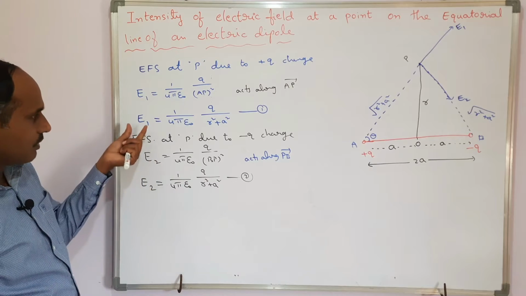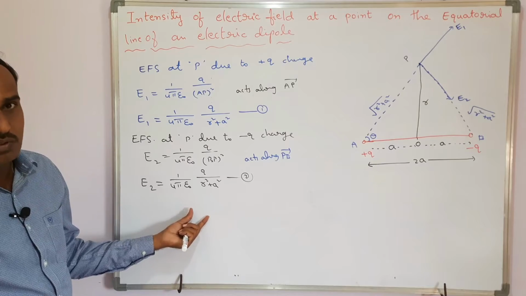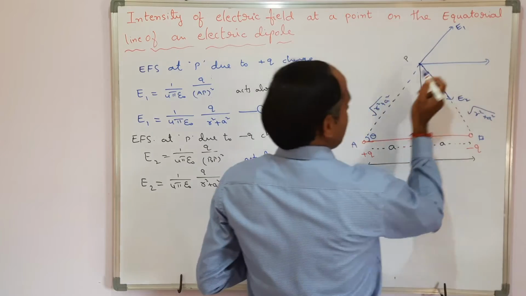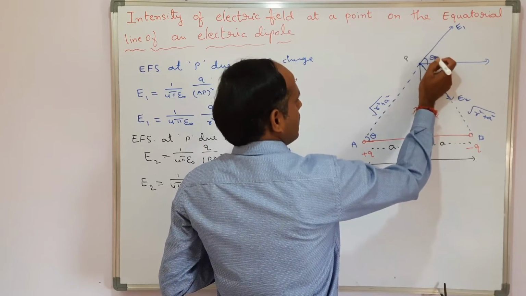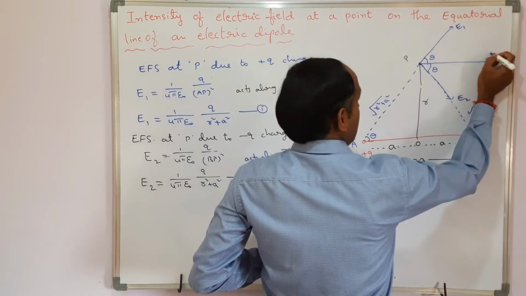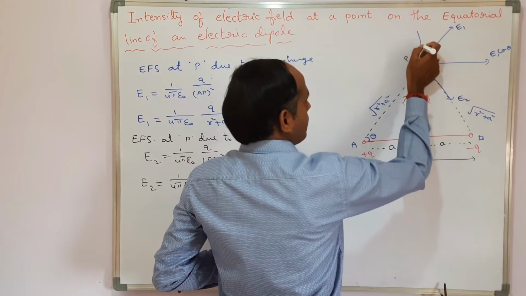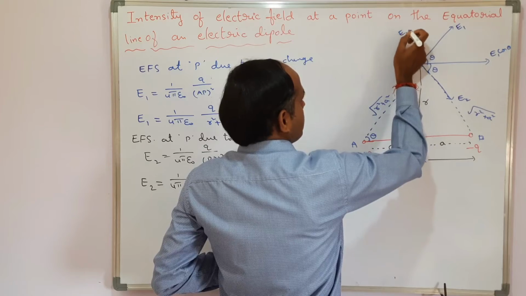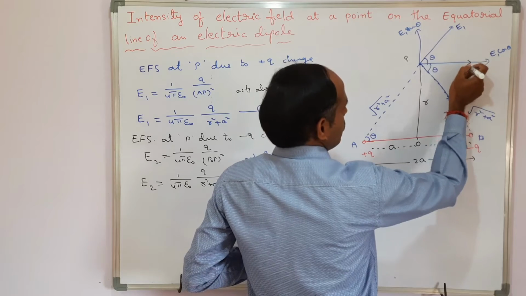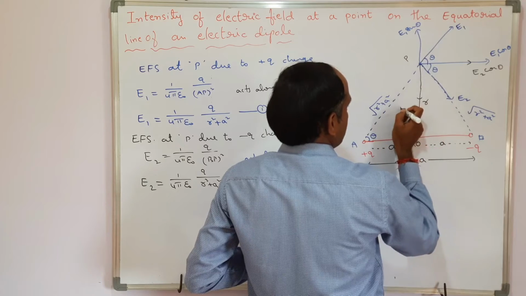So if you observe the expressions of E1 and E2, these two are equal in magnitude. When they are equal in magnitude, the resultant of the two can be obtained by the angle bisector. When this is theta, here it should also be theta. So now this E1 will be resolved into two components: one is E1 cos theta, another is E1 sin theta. Similarly, this E2 is also resolved into two components: E2 cos theta, and along this, E2 sin theta.